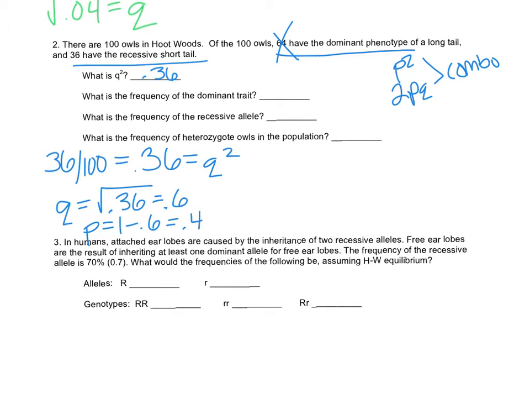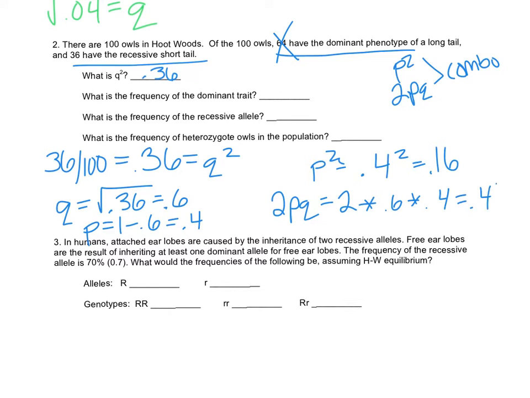And then I could solve for p squared, which would be 0.4 squared, which is 0.16. And then I could solve for 2pq. 2pq would be 2 times 0.6 times 0.4, which is 0.48.